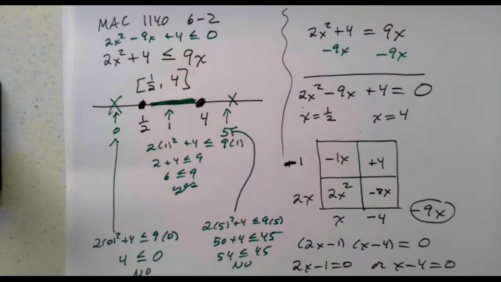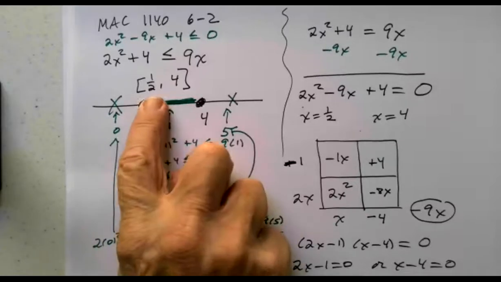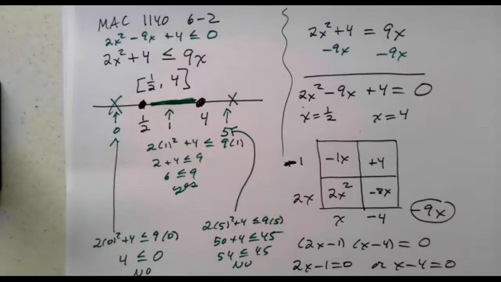So if we go to the graphing calculator, there is that equation, 2x squared minus 9x plus 4. Where is it less than or equal to 0? Well, it's below 0 here. What are my x values where it's below 0? 1/2 to 4. So that agrees with our interval notation answer that we had here, square bracket 1/2 to 4, based on our testing points strategy.